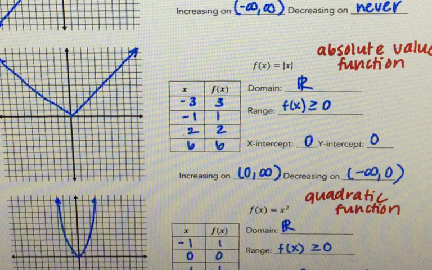3. In this function, do we divide by 0? Do we have a square root? So what's my domain? All real numbers. Every time. If I don't have either one of those, it's all real numbers.